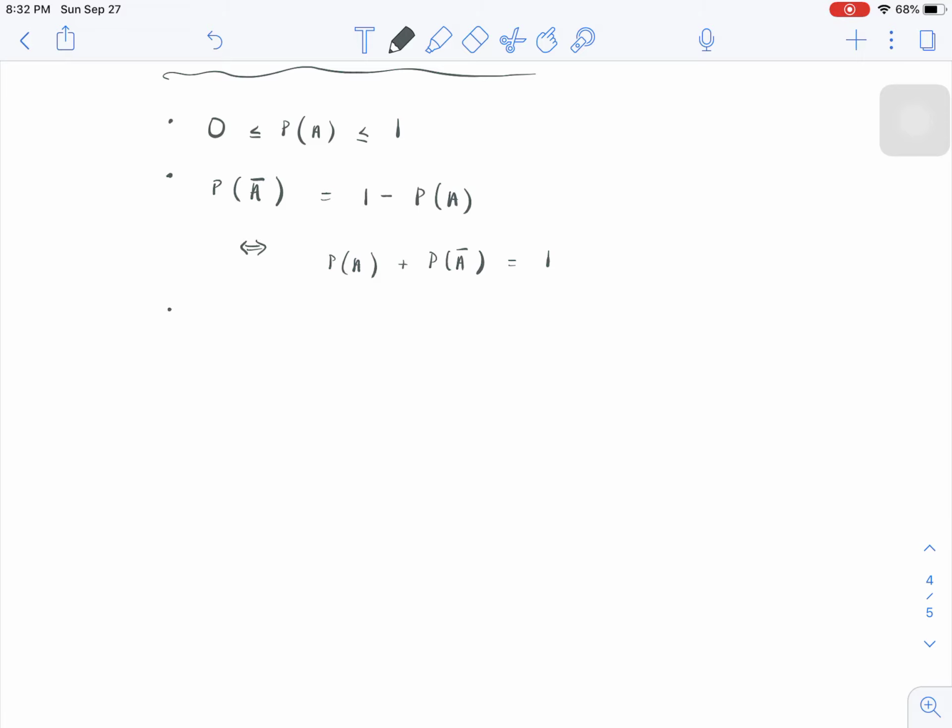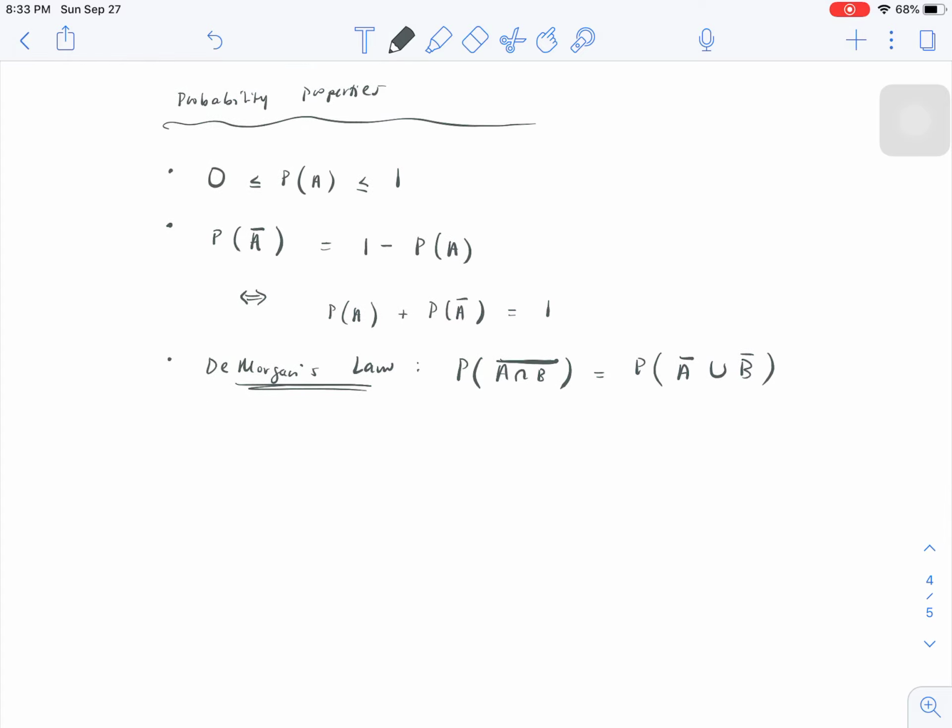Okay, another useful property we have is called De Morgan's law, named after the guy who discovered it. And that says that the probability of the complement of the intersection, so the probability of not (A and B), is equal to the probability of the union of not A or not B. So in other words, I can convert the complement of an intersection to a union in this way.